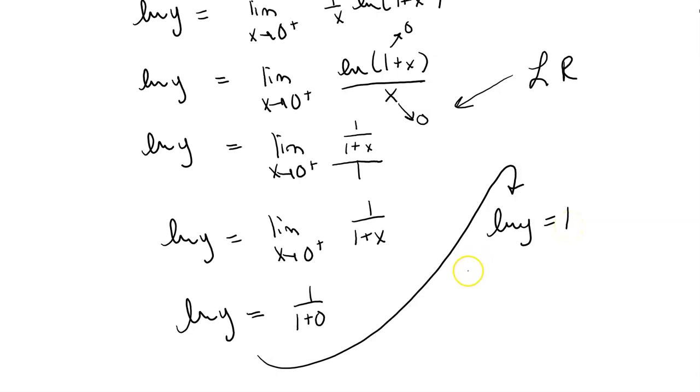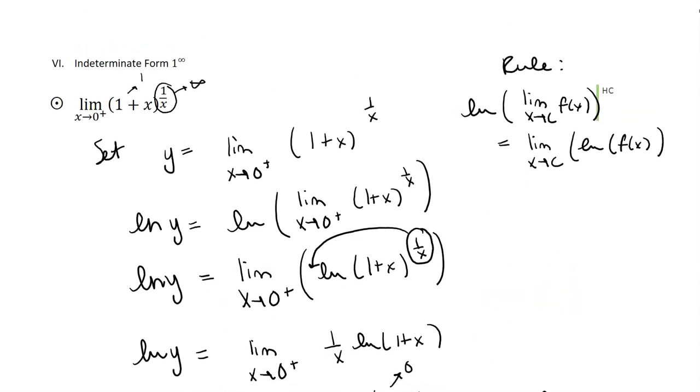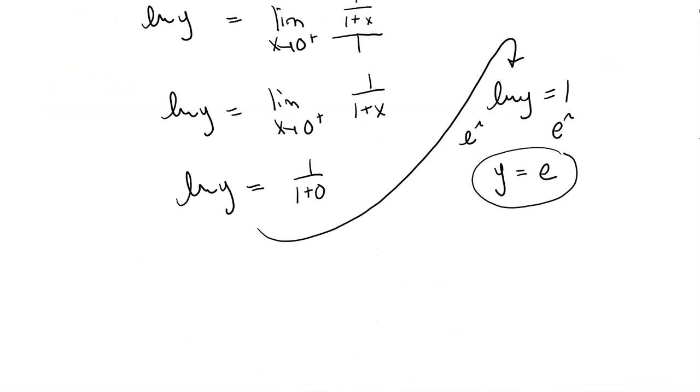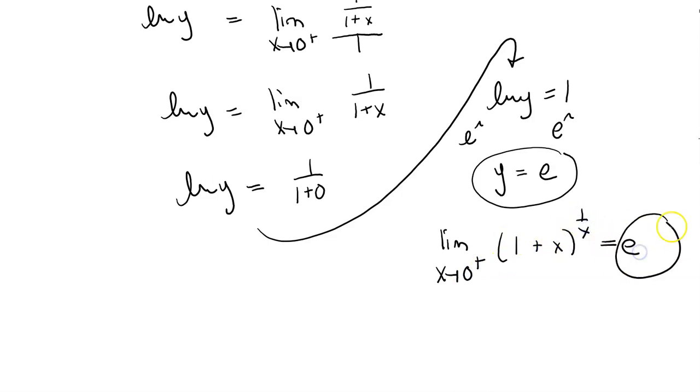So now I can raise e to both sides. e to the natural log of y is just y, and e to the first power is e. So I get y equals e. And if you remember at the beginning of the problem, y was equal to the limit we wanted. So the limit as x approaches 0 from the right of (1 plus x) to the 1 over x power is equal to e. That's the answer that we want.